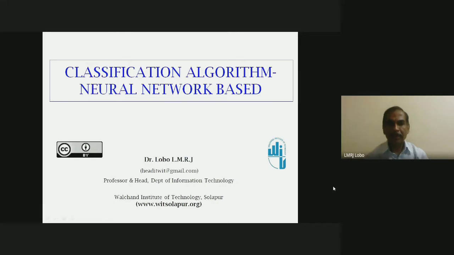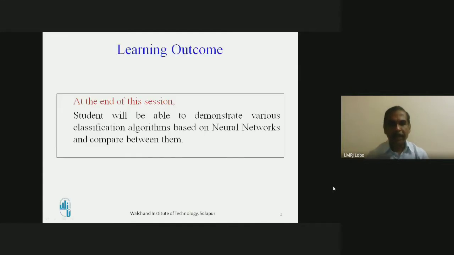We are going to discuss the classification algorithms based on neural networks. At the end of this session, the student will be able to demonstrate various classification algorithms based on neural networks and compare between them.